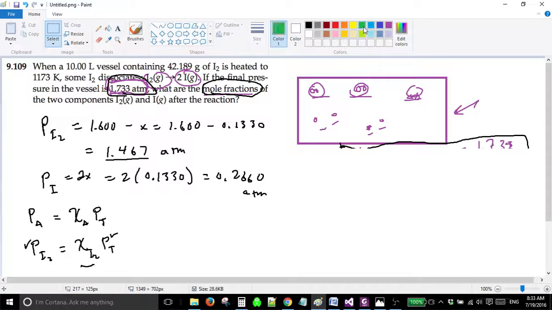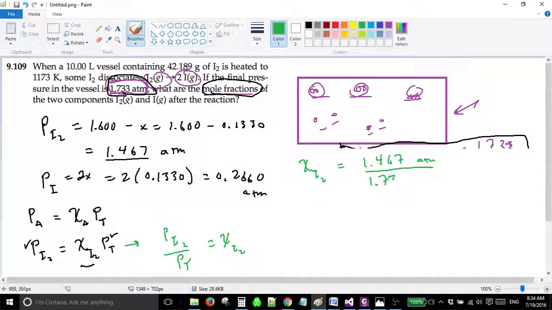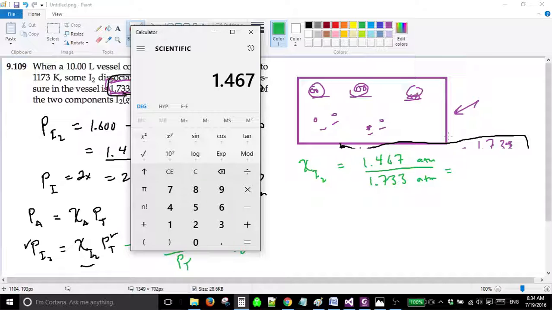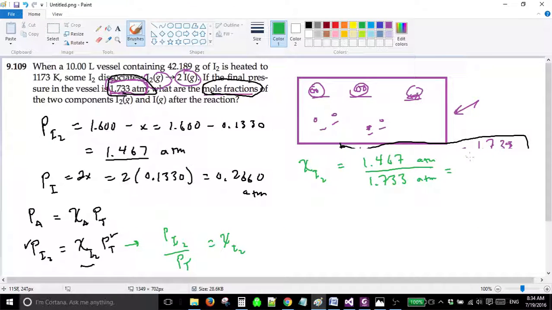I'll do this in green. So, I'll just solve this equation first for the mole fraction. Dividing both sides by the total pressure gives me the mole fraction. Alright, so the mole fraction of iodine is the partial pressure, 1.467 atmospheres, over the total pressure, 1.733 atmospheres, and that's just 0.8465. That's the mole fraction of molecular iodine.